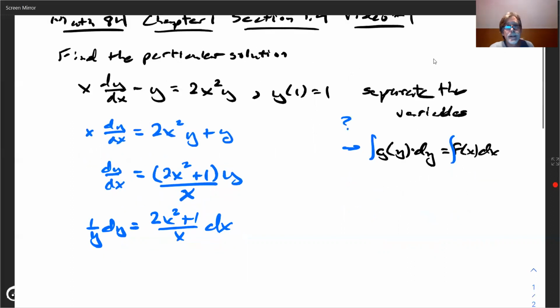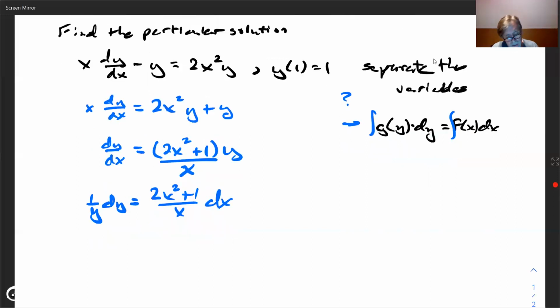The variables are separated. So that was just algebra, but the thing that you may or may not have seen, I hope you have, is the derivative dy/dx splits into dy here, and over here we multiply the dx, and these are differential equations right here. There you go. So we're ready to integrate.